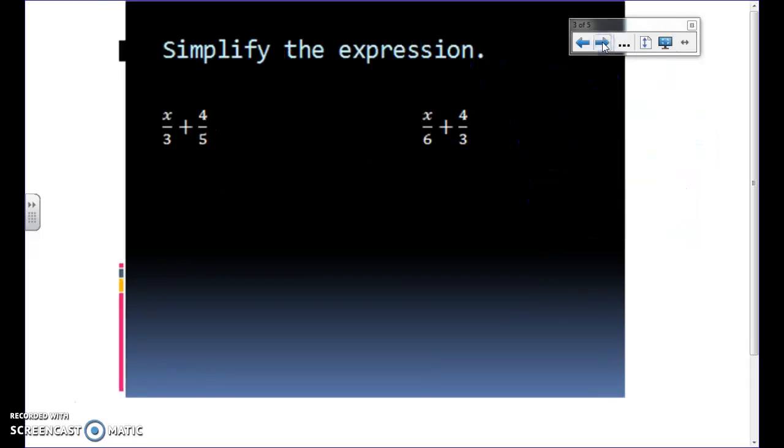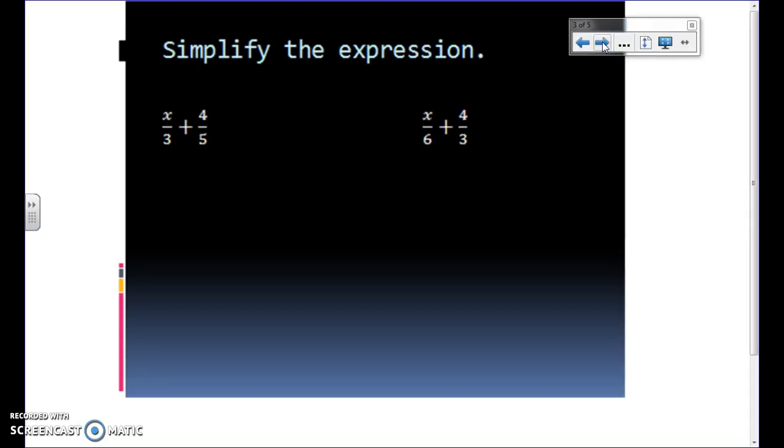All right, so let's take a look here at some examples. And as you can see, instead of like 2/3 plus 4/5, or 5/3 plus 4/5, or some sort of fraction plus fraction, we have x over 3 plus 4/5. Now this might be a little new to you because you've never done addition with fractions and variables at the same time. But I can tell you it's very similar.